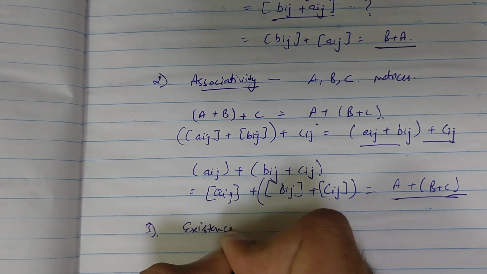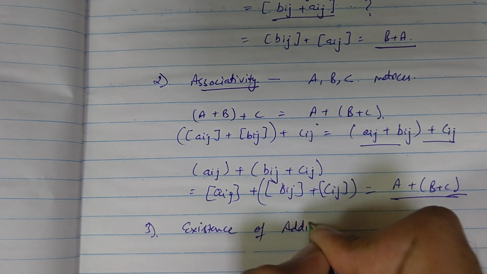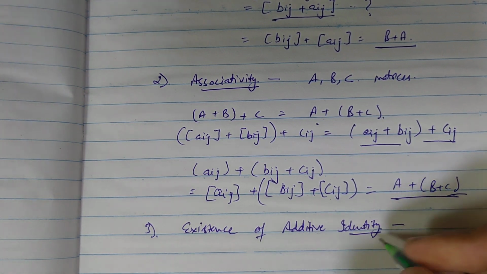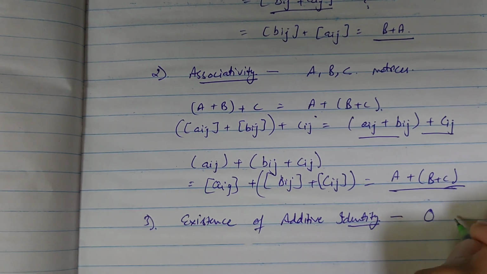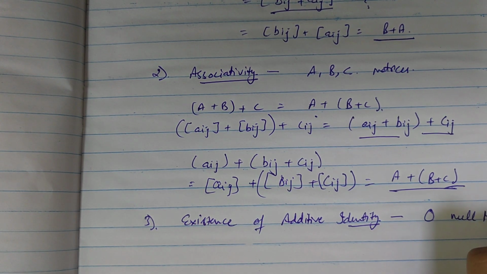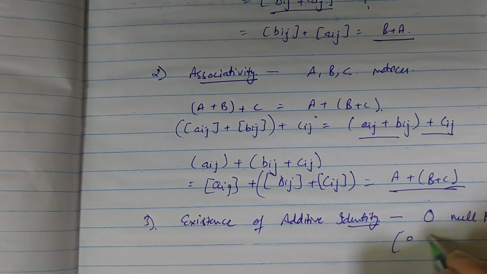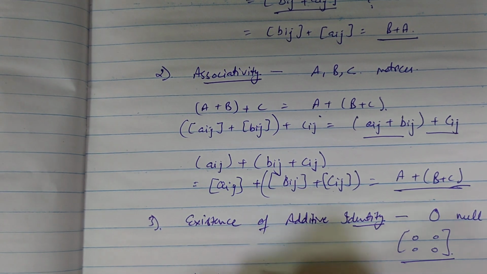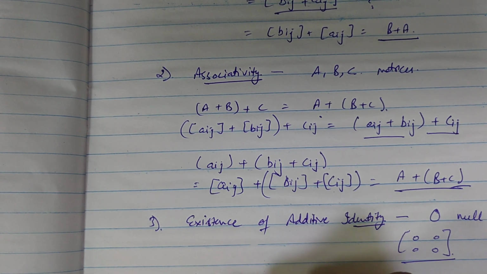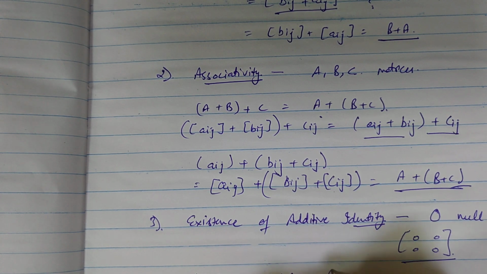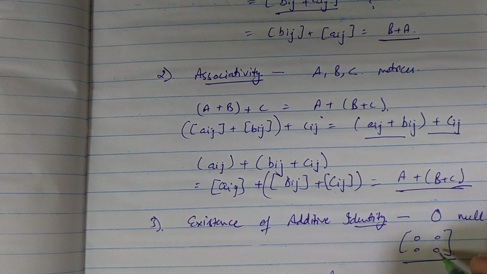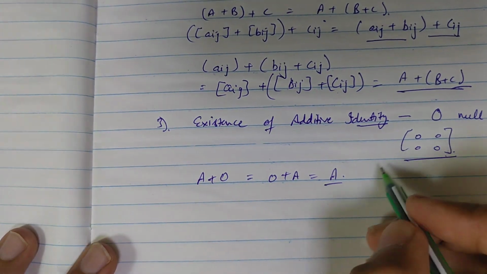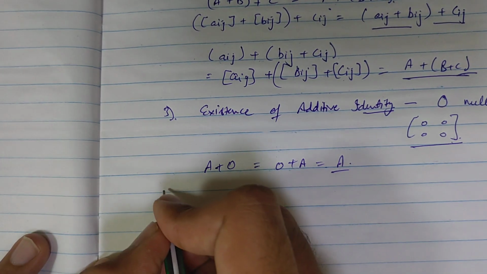Number three, existence of additive identity. What is additive identity? That is 0, the null matrix. So for any matrix A, if we add 0 to it, this will be equal to 0 plus A equal to A only, because all the elements are 0. If we add it to any matrix, that will remain the same. So this is obvious.